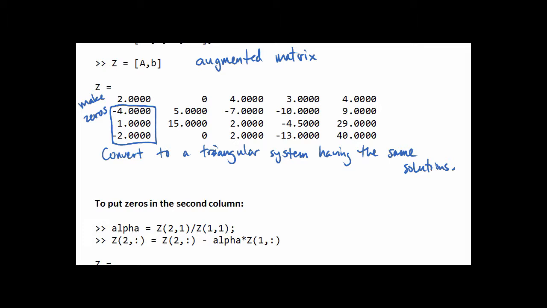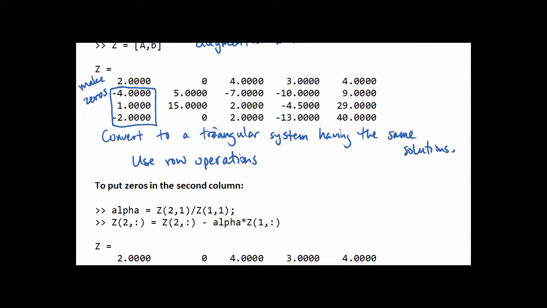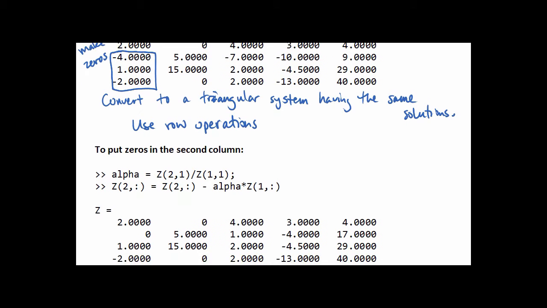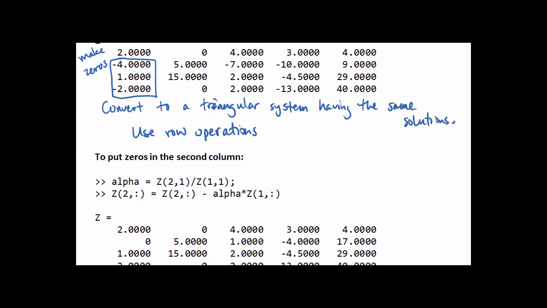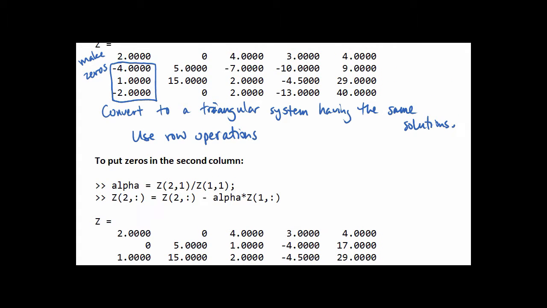Okay, and the way we introduce zeros is by doing row operations. Because row operations represent adding multiples of equations to other equations, and that leaves all the equations just as true as they were before. So to put zeros in that second column, if we just look at the numbers, we know what we have to do. So we know that 2 times the first row, if we add that to the second row, will eliminate that -4. And -1/2 times the first row added to the third row, we'll put a 0 in that spot, and so on.